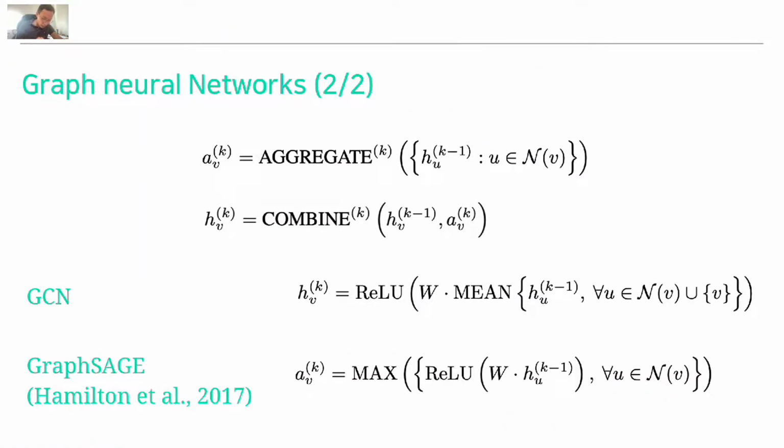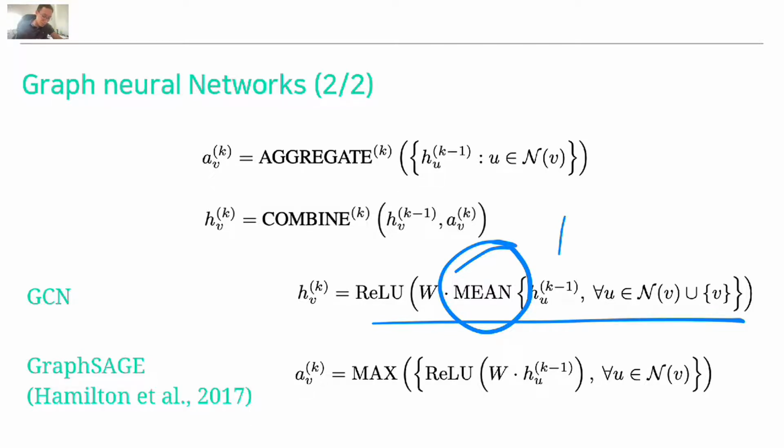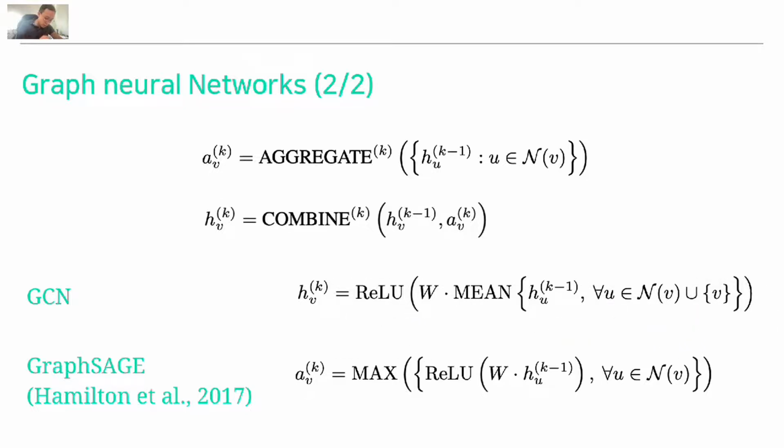So GCN is this case. It is like the weighted sum. The weighted sum could be said as the mean, right? Because it is weighted using the normalized adjacency. So in that sense, you can call this the mean, right? And ReLU and W, and it is GCN.